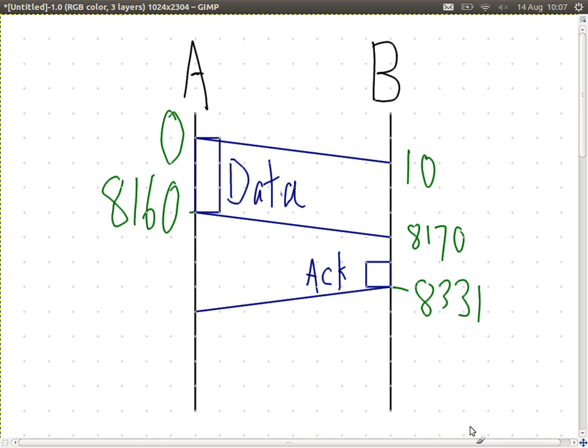The same as the data frame, the ACK has to propagate. So the first bit arrives and eventually the entire ACK arrives. At what time? Well, it's quite simple. If we finish transmitting at 8331 and it takes 10 to propagate, it would arrive at 8341.